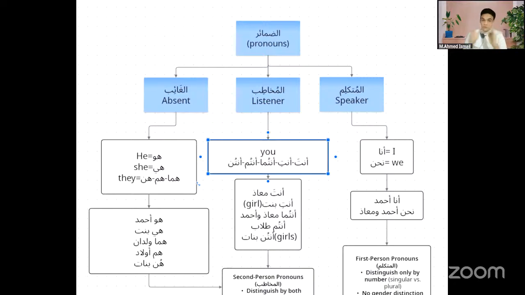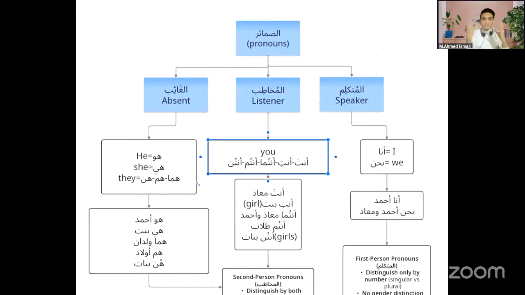If you mean one mudakkar, I say mudakkar, brother, don't forget. I say mudakkar, it's male, and muannas, it's female. So I don't say male and female anymore. I just want to remind you not to forget these two words.